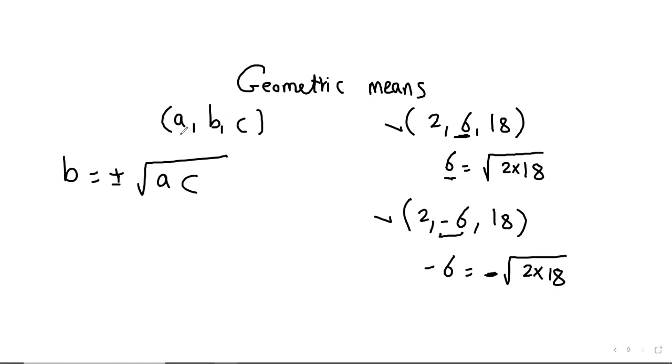So if we have 3 terms like A, B, and C, how can we get the geometric mean of this sequence? The geometric mean of this sequence is positive or negative the square root of A multiplied by C. Once again, the geometric mean for this sequence is positive or negative the square root of AC.